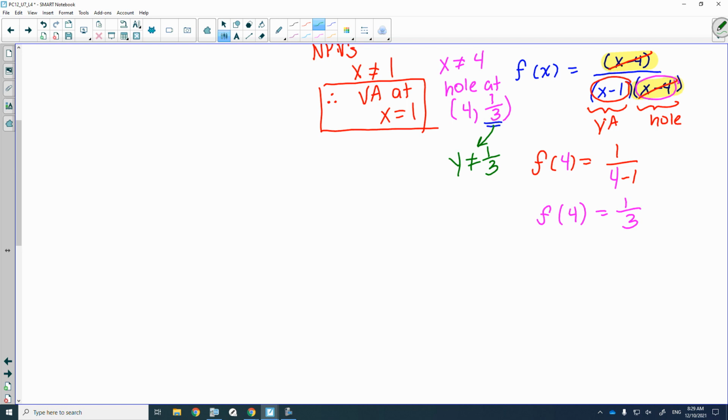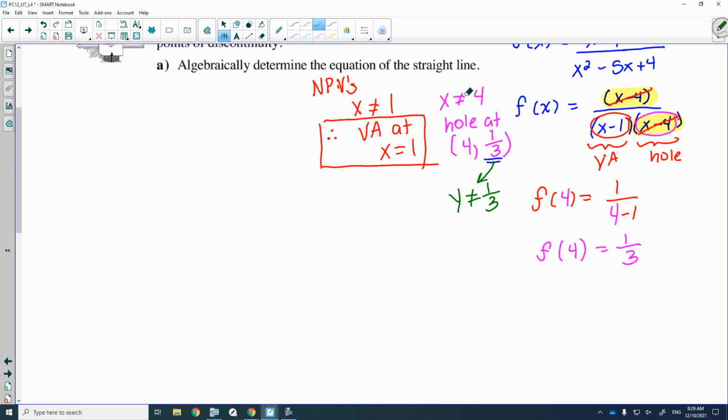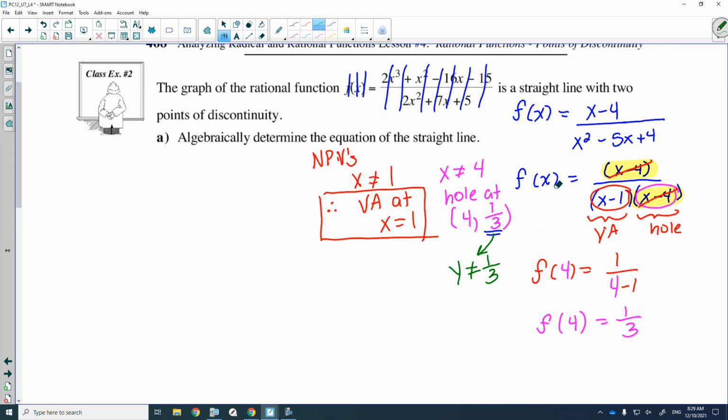Okay. We've got what x cannot be equal to. x can't be these two when we're doing our domain. y cannot be equal to 1/3. Now, after I figure out all the discontinuities, let's do the degree of the graph. Like, what is the horizontal asymptote going to be? So look at your degree of numerator and degree of denominator.